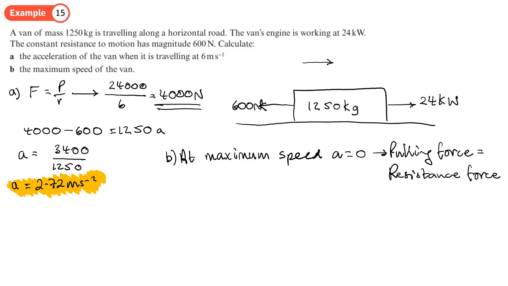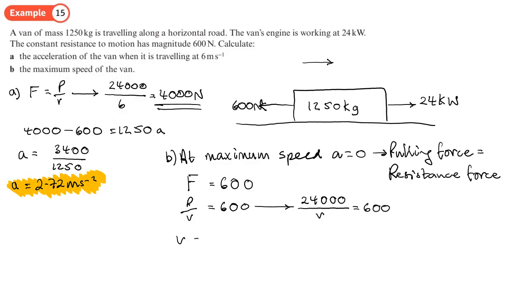So we've got the pulling force of the van will equal the resistive force, which is 600. So we can say P over V equals 600. P, the power of the engine, is still 24,000 over the V, which we don't know, that's going to be the maximum speed, equals 600.